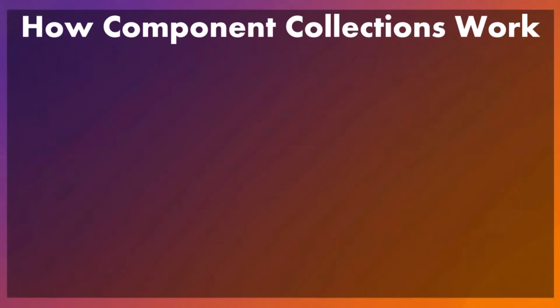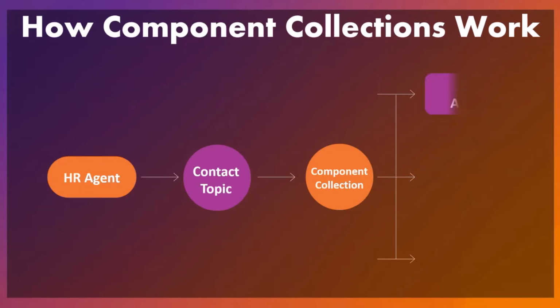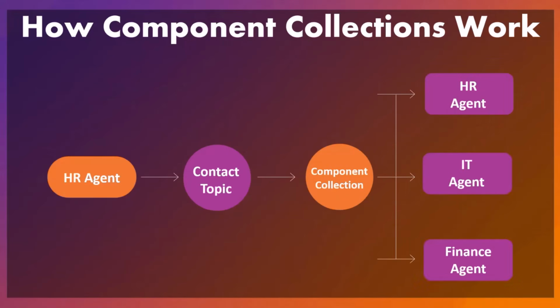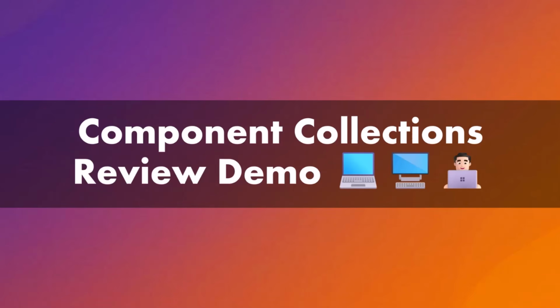So how do component collections work fundamentally then? You've got, say, for example, our HR agent. So you're going to go in, you're going to build that topic or some other entity. Then you're going to create your component collection, and you are going to then include or add your various agents to that component collection. Okay, so let's just see a quick review of that, just so if you're not familiar, you've got context to exactly how that works.